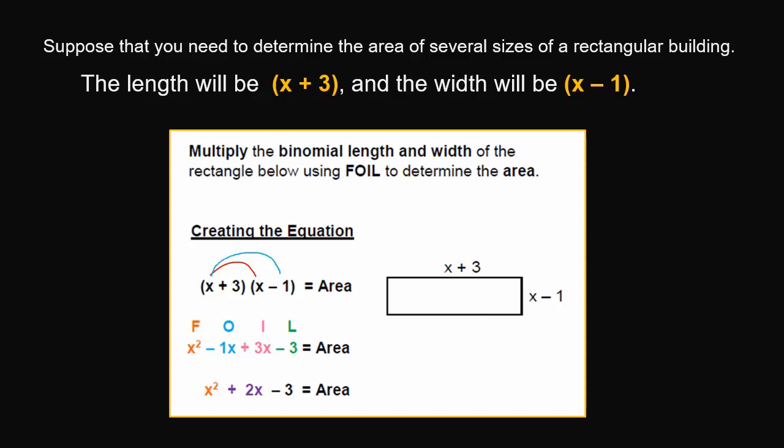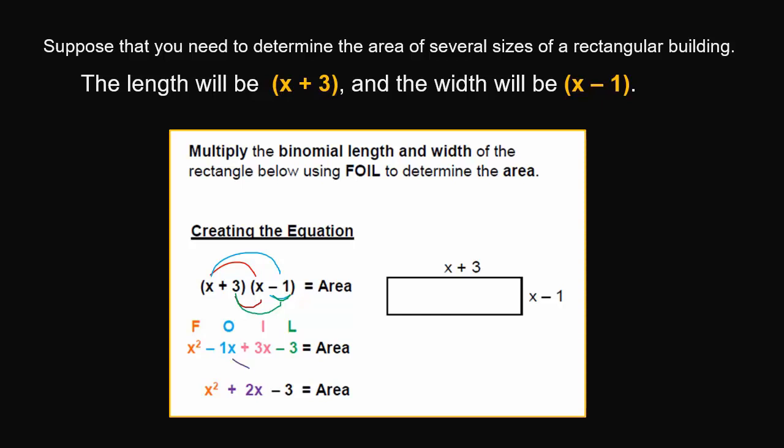X times negative 1 is negative 1x, and we put that under the O. Positive 3 times x is 3x, and we put that under the I. And last of all, 3 times negative 1 is negative 3, and we put that under the L.